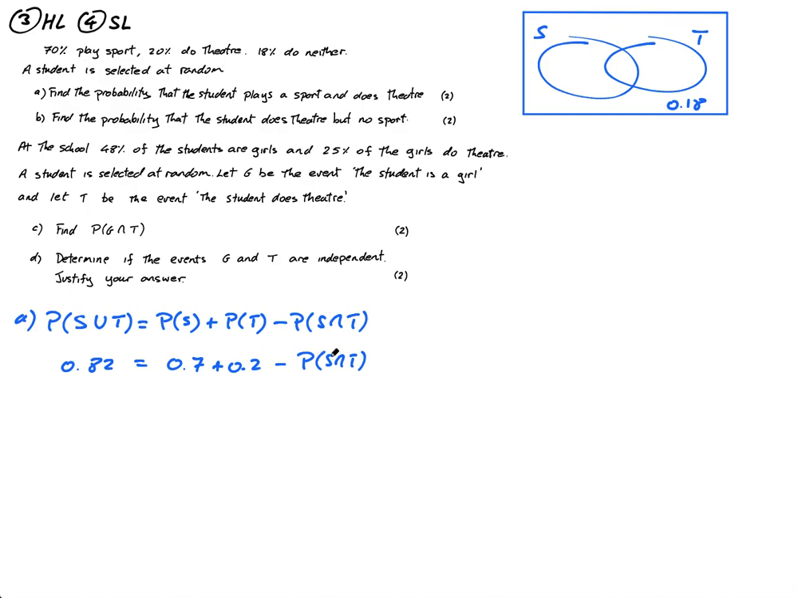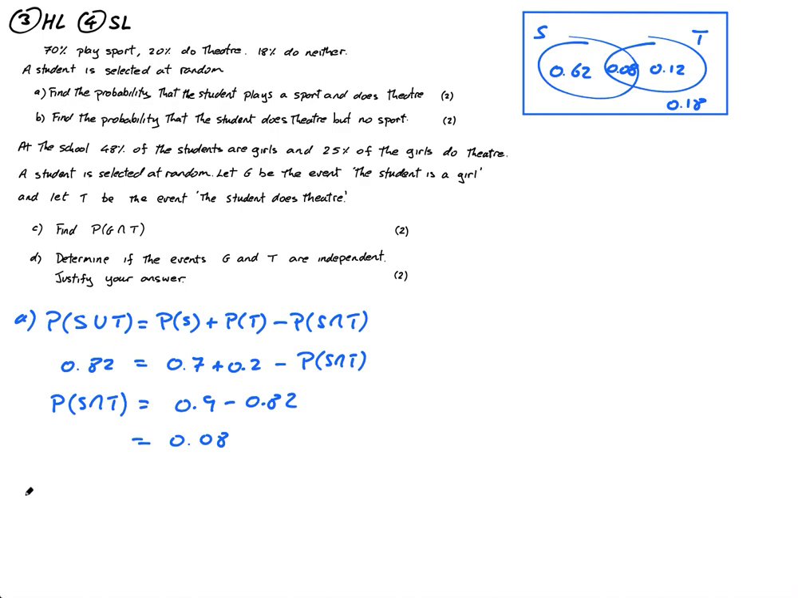So I just add this to the other side and I get probability of S intersection T, and then I'm going to subtract this from this side. So it's 0.7 plus 0.2, which is 0.9, minus 0.82 equals 0.08. So this now goes in here, 0.08. And once I have this, I can fill in the rest. So 70% do sport, so this has to be 0.62 because this plus this gives me 0.7. And this has to be 0.12 because this plus this gives me my 0.2.